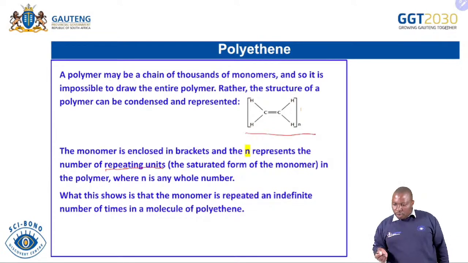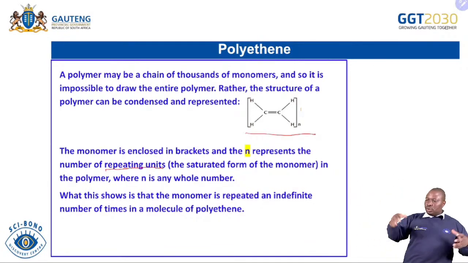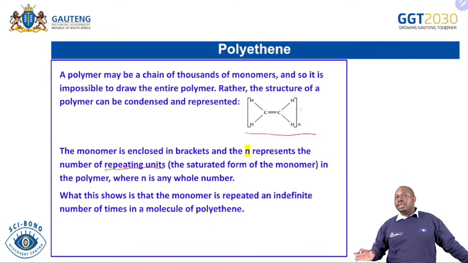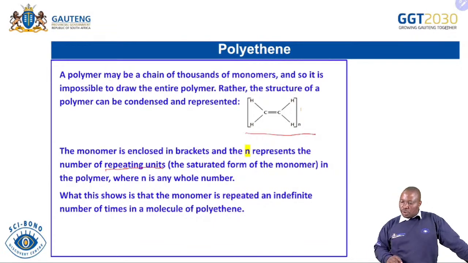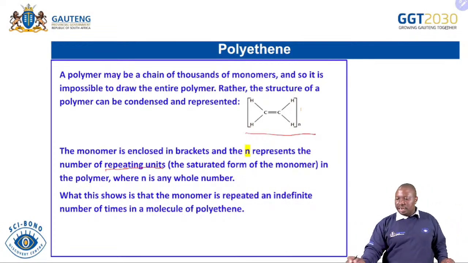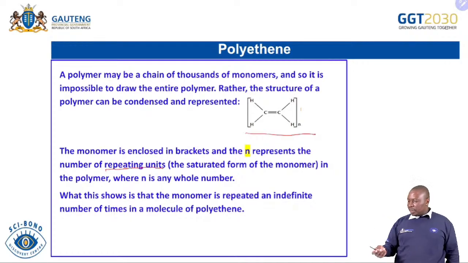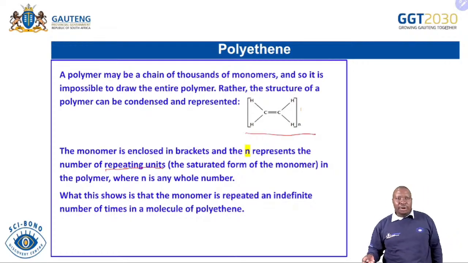number. So when we say N is a whole number, we are saying you can't write N there as a half. It must be 1, 2, 3, 4, 5, because you don't have a half of an ethene. You will understand me on that. So it must be a whole number. What this shows is that the monomer is repeated an indefinite number of times in a molecule of polyethene. So we're just repeating many ethenes, ethene repeating itself many times, as I've indicated in the previous slide. So I hope you are moving with me. You understand now how a polymer is formed.